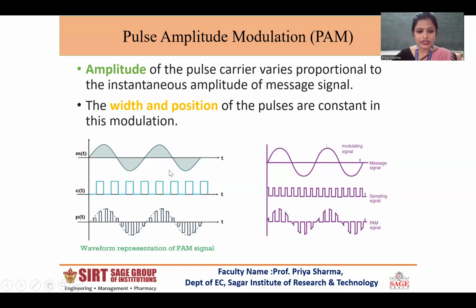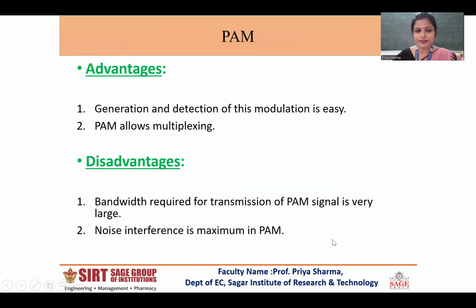So this is the natural sampling or the pulse amplitude modulation, and this is flat top. The message signal is sent, a rectangular train of pulses is sent as a carrier signal, and sampling takes place. This is flat top, and this is the natural sampling. And a pulse amplitude modulated wave has been created.